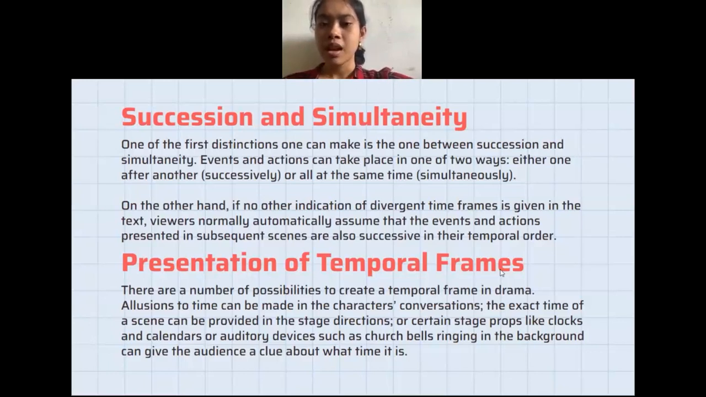Presentation of temporal frames. There are a number of possibilities to create a temporal frame in drama. Allusions to time can be made in the characters' conversation. The exact time of a scene can be provided in the stage directions, or certain stage props like clocks and calendars or auditory devices, such as church bells ringing in the background, can give the audience a clue about what time it is. Next slide.